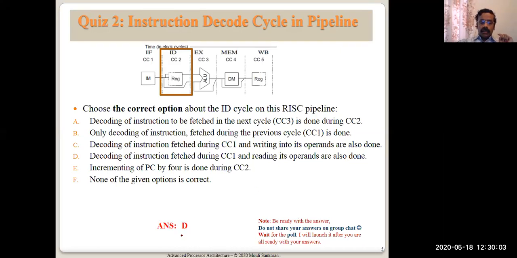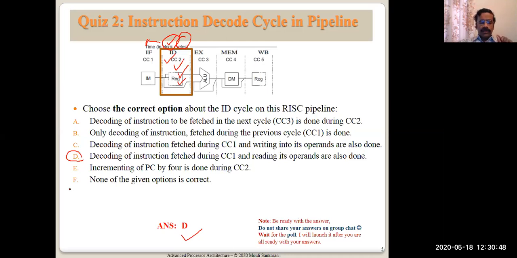Okay, the correct choice is D. Here, you have to understand that in the decode stage, two operations are done. One is decoding of the instruction fetched during the previous cycle, and then accessing the operands for that particular instruction from the register set. So it is reading the operands from the register set as well as decoding the instruction. The decoding is done first because we have to understand what the instruction is first, and then based on the instruction, if it has to access the operand, it will be fetched during the same cycle.